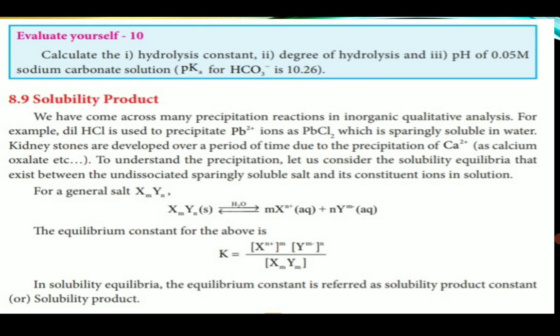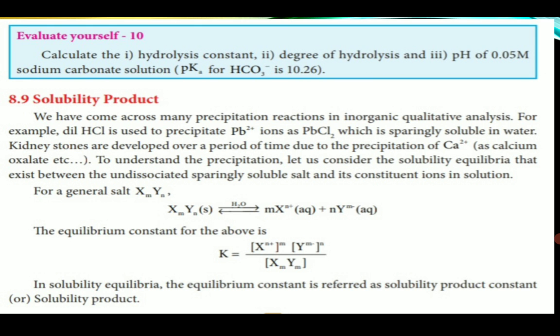Kidney stones are developed over a period due to precipitation of calcium. So inside our kidney, the calcium ions, Ca2 plus ions, are depositing as calcium oxalate, which is known as kidney stone. Kidney stone is, chemically, calcium oxalate. Please just note it down. This is an objective type question.